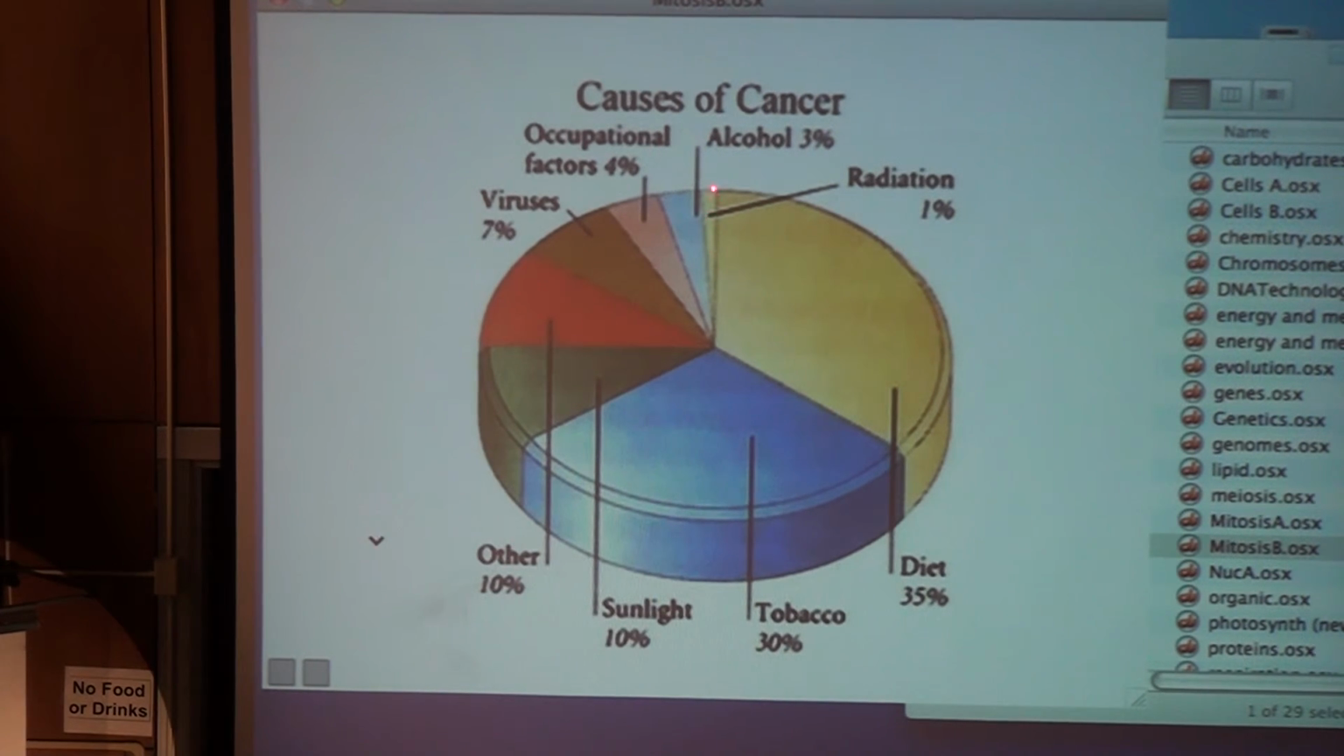And where it says radiation here, they mean things like getting X-rays, or if you spend a lot of time flying in airplanes, there are a lot of cosmic rays up there you get exposed to. And there's a gas called radon gas, which is radioactive, and in some areas of the country can leak out of the ground and get inside people's houses.